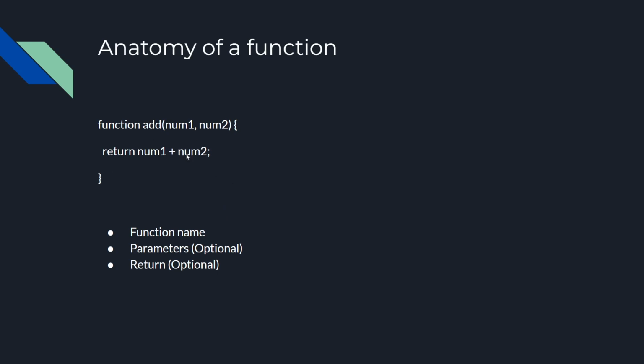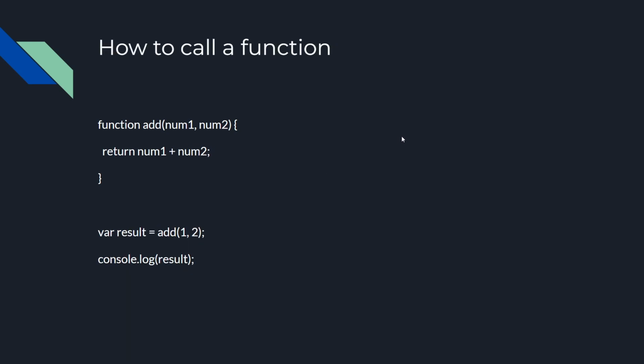And within the function, you can have a lot more things than just here. We just have one step. We take the sum and we return that. The return keyword means you take the result, and that will be the output of your function. And this is also optional. There are some functions that don't output anything. It just does something and it's done. So in our case, we have two numbers, we add them together, and we return that as the result. So how do we call this function?